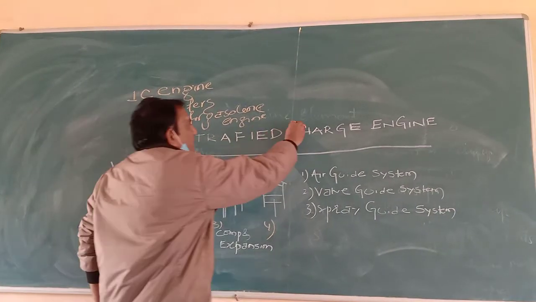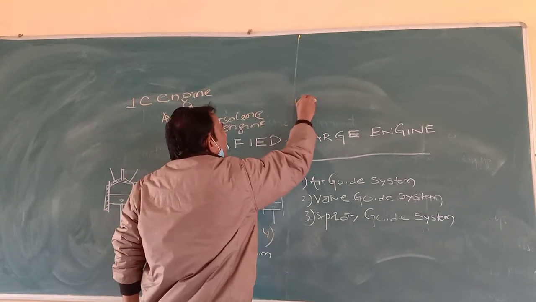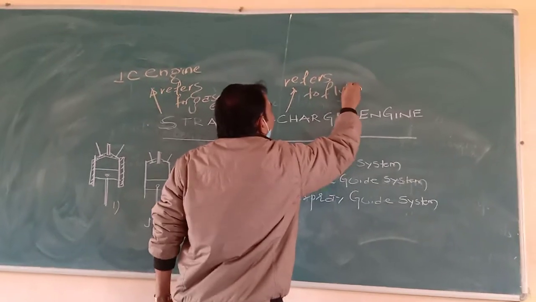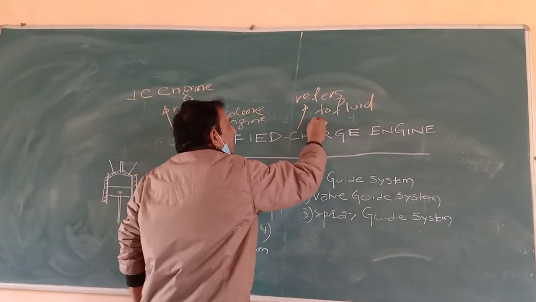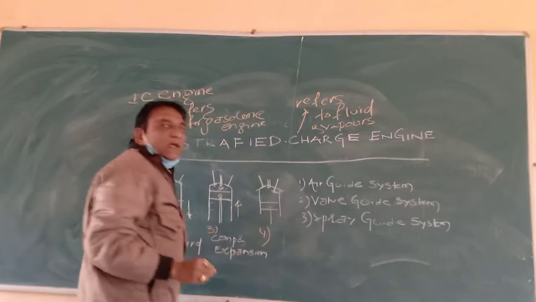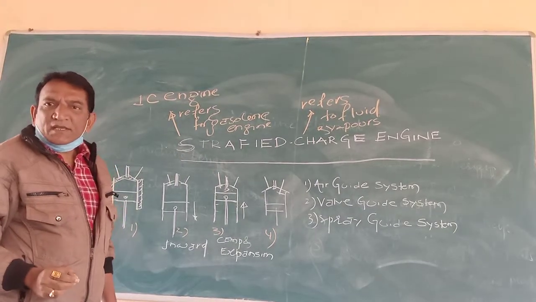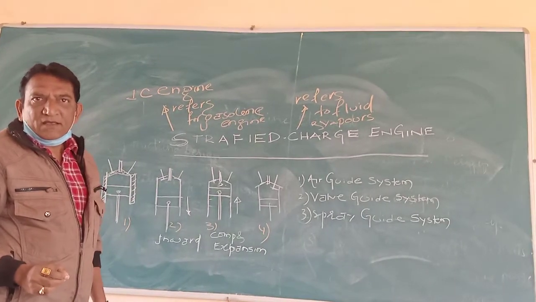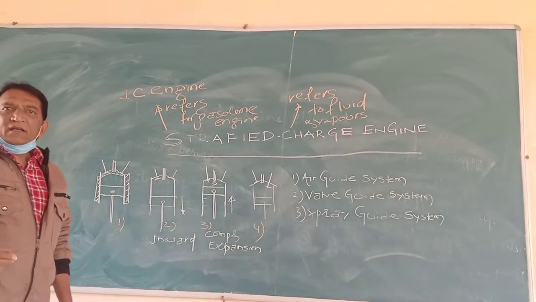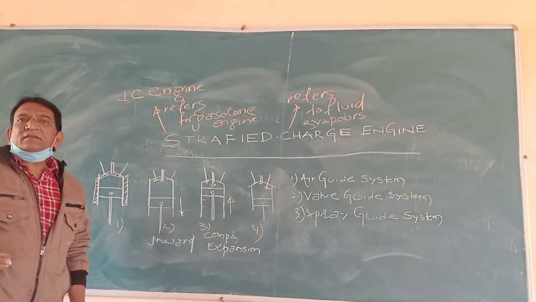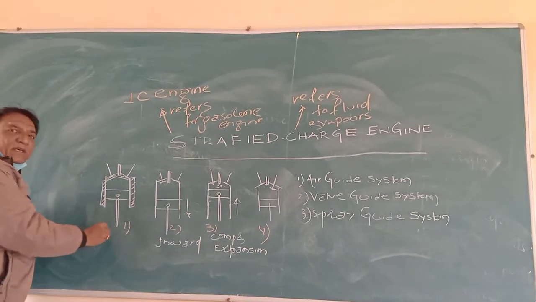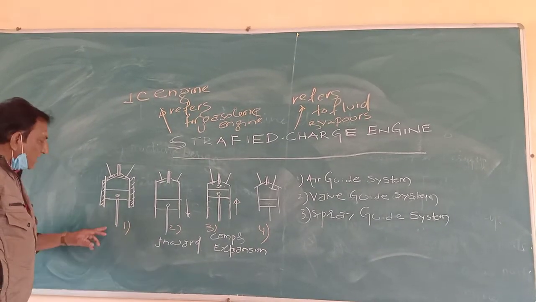Next is the charge. This charge refers to fluid and vapors entering into the combustion chamber. Got it? So in this class, I will tell you what the parts of the stratified engines are. Take this figure.